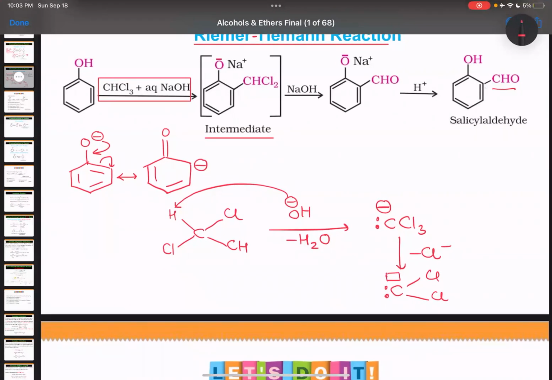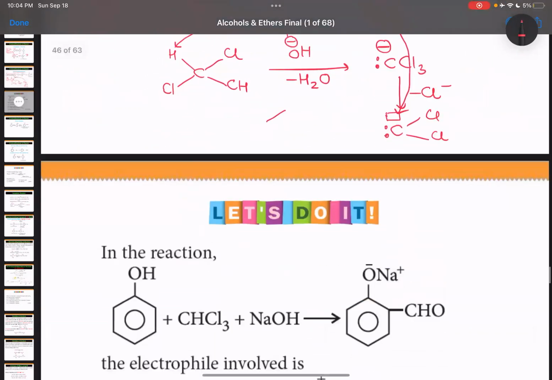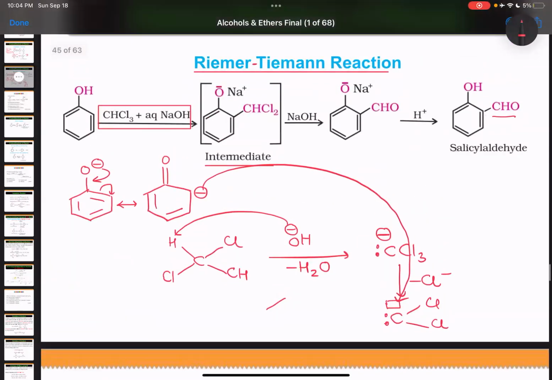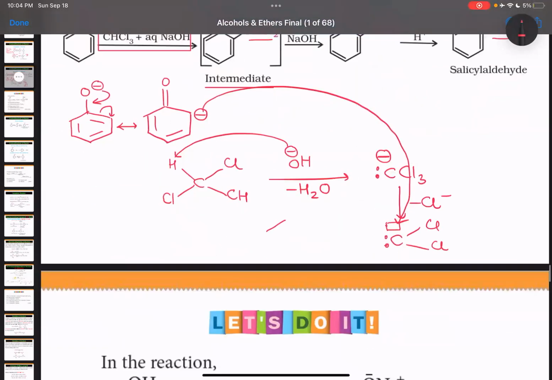But this neutral doesn't mean it is stable. It is highly unstable. It has 6 electrons. And it is an electrophile, and that is known as dichlorocarbene. That is the intermediate. Okay. It goes and joins itself to the ortho position of the phenol. Is it clear? Yes, sir. So that's how the reaction starts. So you end up with this and this, and then we proceed in this one.